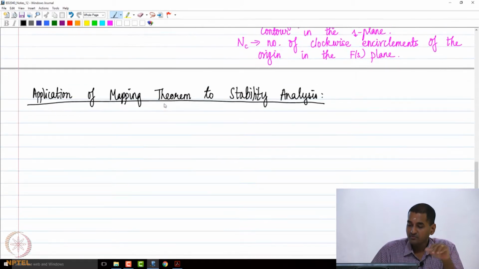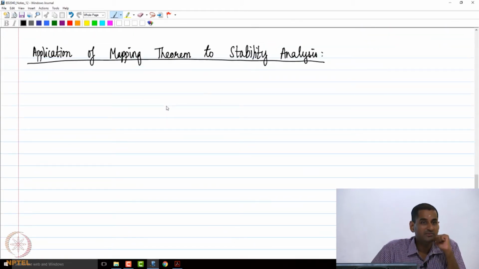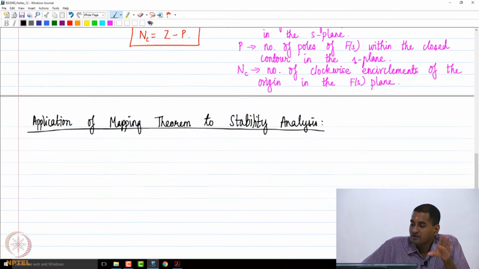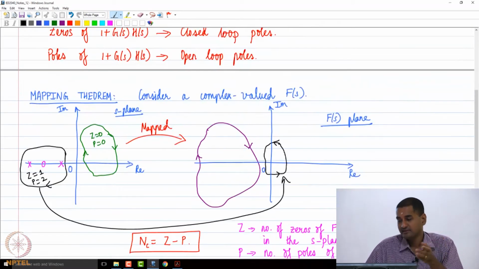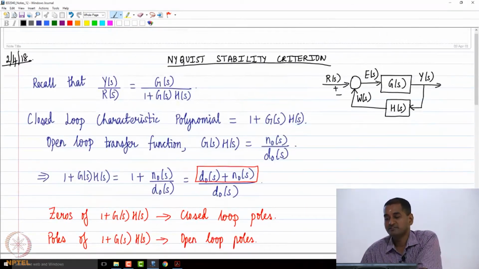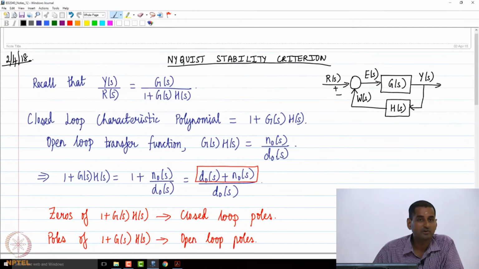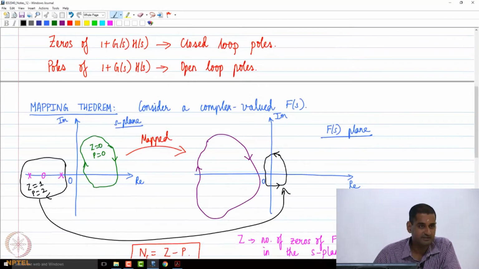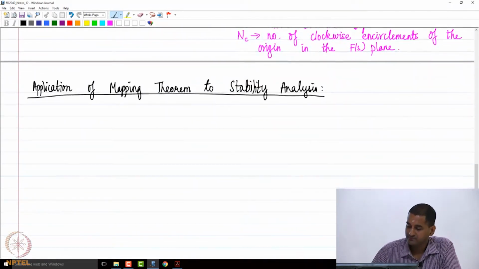Now, how is it essentially applied? Let's look at that question. The way it is applied is the following. Now we will go back to our closed loop transfer function, and the closed loop characteristic polynomial, which is 1 plus G(s)H(s), correct?